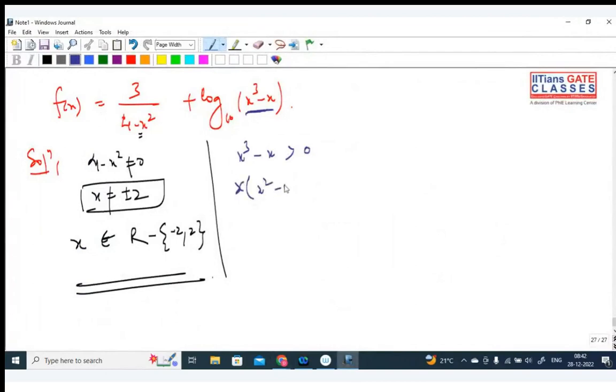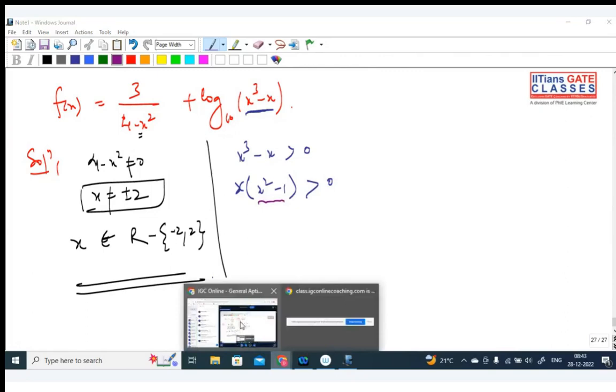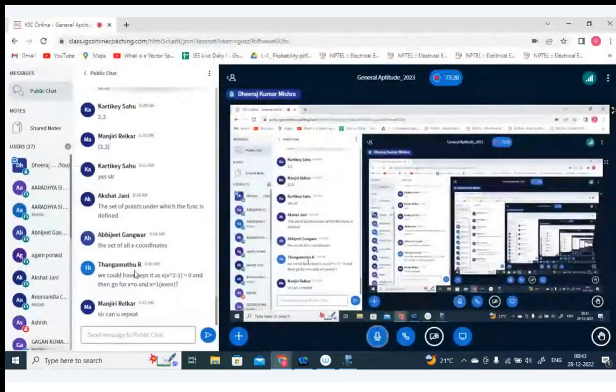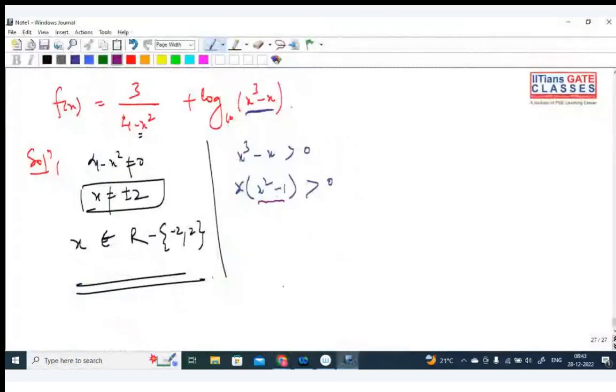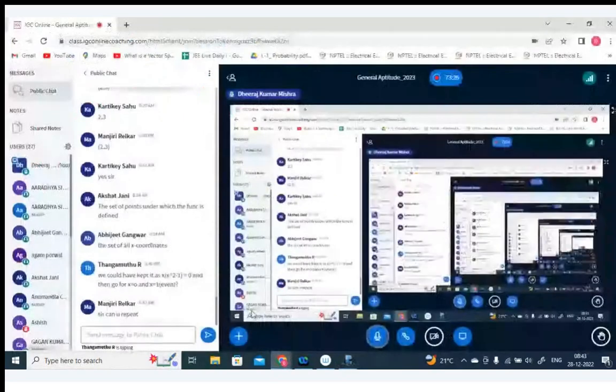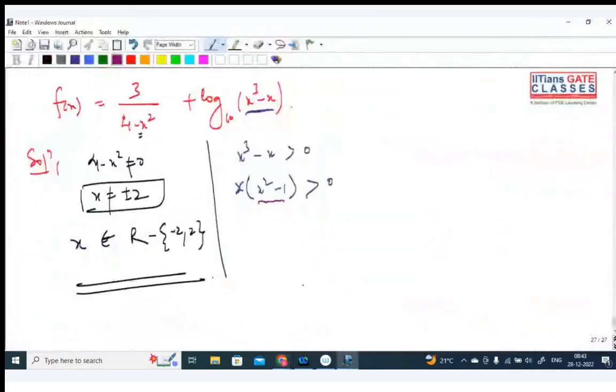Now you know that x square minus 1, you have to factorize this. Thangamuthu, you are saying x square minus 1, right? But you have to factorize now, that is a very important step while applying the baby come method. You will practice again 2-3 times. So this is a cakewalk. So x minus 1, x plus 1 should be greater than 0.